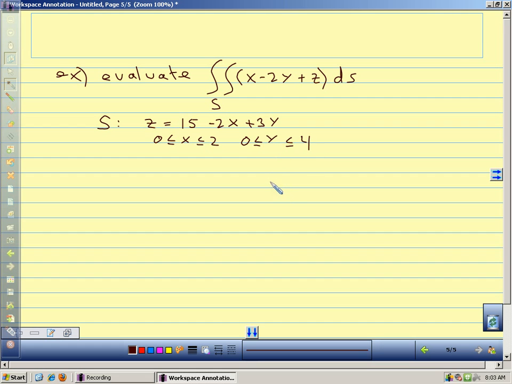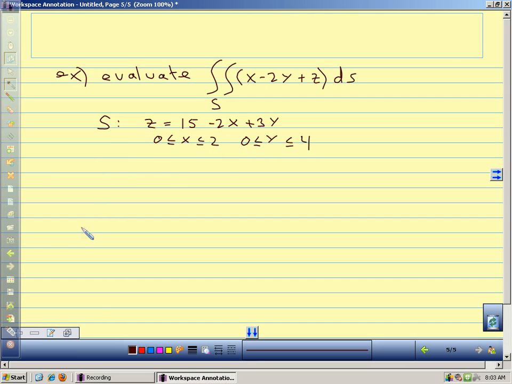So what is our region in the xy plane here? A rectangle, right. x goes from 0 to 2, y goes from 0 to 4. So our region in the xy plane is a rectangle. Everything here is expressed in terms of x and y, so we're not working with the parametric form of our surface. We're working with the explicit form of our surface, and we have z equals g of x, y.